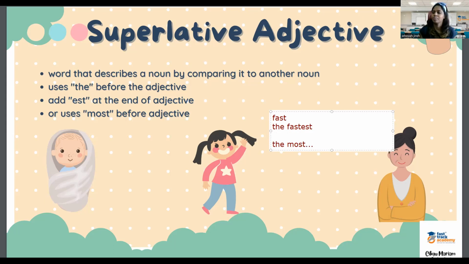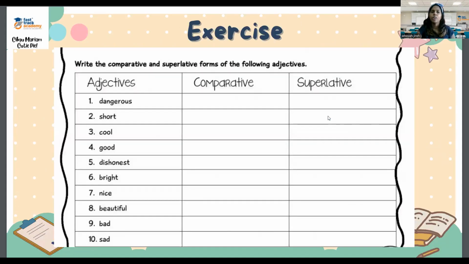All right. Okay. So let's try to do some activity. Let's play a game by changing the given words. Now I'm going to give you some time as well. You have to write down your answers first. Okay. Pause the video for a while. Write down your answers. These are the adjectives given. You have to write the comparative and superlative forms of the following adjectives.